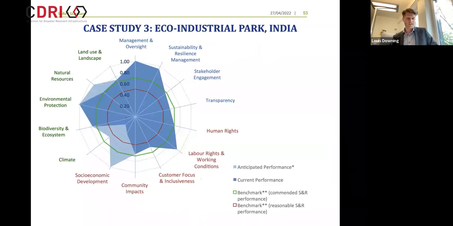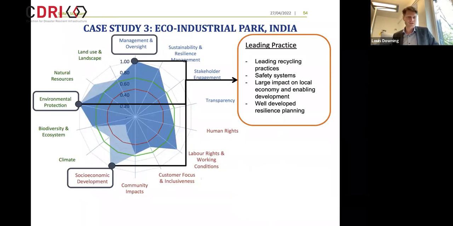of what we found. Some elements of leading practice were some really good recycling practices in place, really good safety systems, large impact on the local economy and enabling environment. That was enabling development, and well-developed resilience planning, especially from a flood perspective, which was one of the key issues in the particular area, as well as heat waves and potential drought.